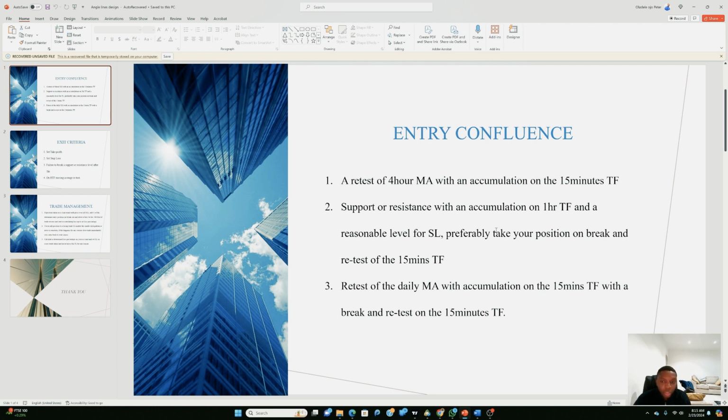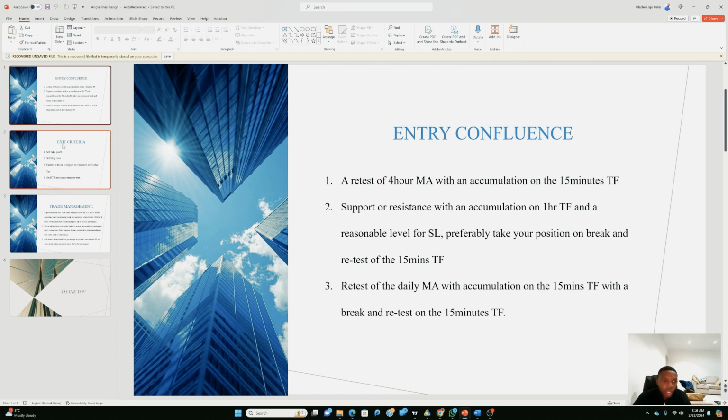The other one is support and resistance with an accumulation on the 1 hour time frame and a reasonable stop loss level for my stop loss. Preferably I take my position on the break and retest of the 15 minutes time frame, which I'm going to show us pretty soon, because the trade that we're going to be taking today will be based on the support and resistance. The third one is a retest of the daily moving average with an accumulation on the 15 minutes time frame with a break and retest on the 15 minutes time frame. So those are our entry confluences.